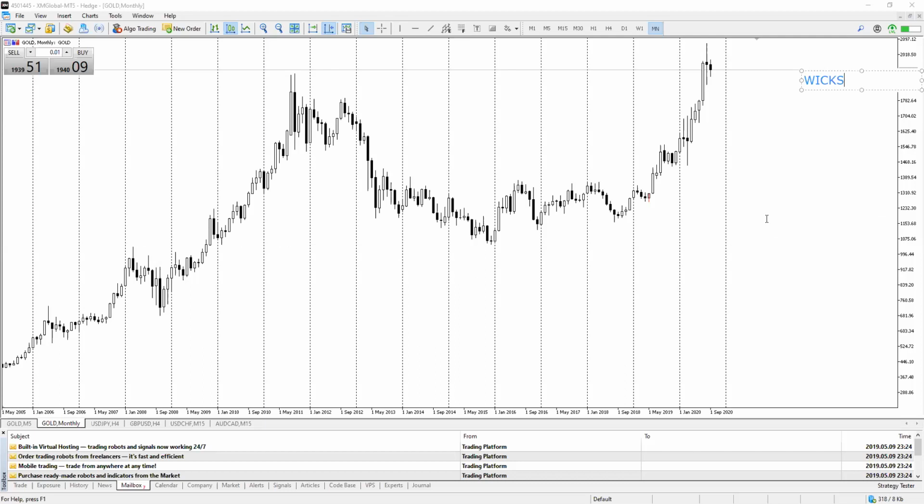Now the next liquidity is fair value gaps. Fair value gaps. Sorry, what is the spelling for that word, gap? Okay, so fair value gaps.